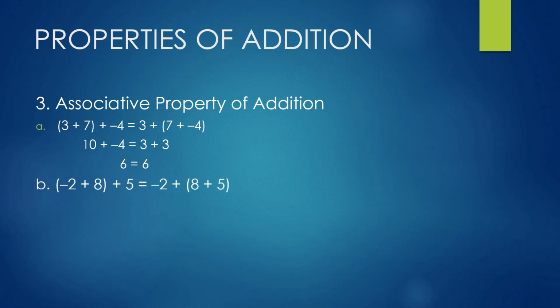For the next one, we have the quantity of negative 2 plus 8 plus 5 is equal to negative 2 plus the quantity of 8 plus 5.